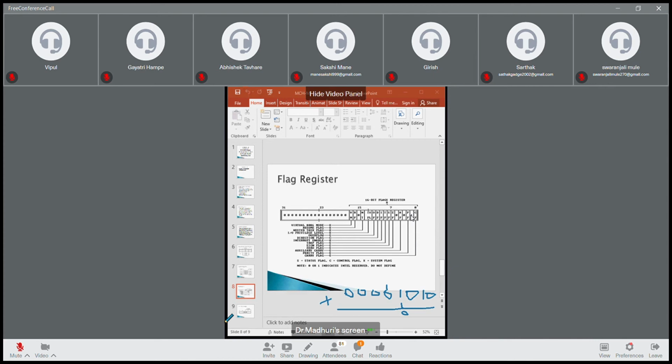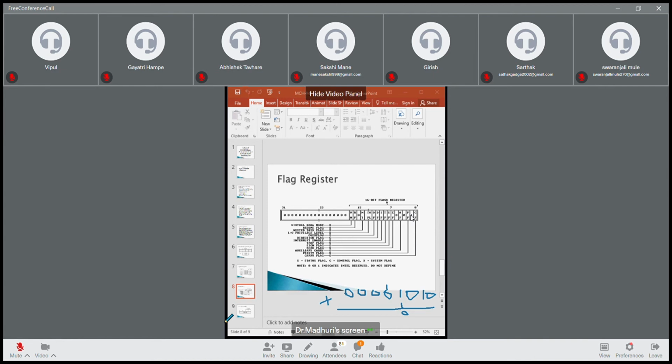Why am I saying it is 7? Because 8 bit, 16 bit, 32 bit. When there is a carry generated, then your answer is negative. Am I right? Yes or no? Yes, ma'am. Okay. Now the sign flag will be set when your answer is negative.